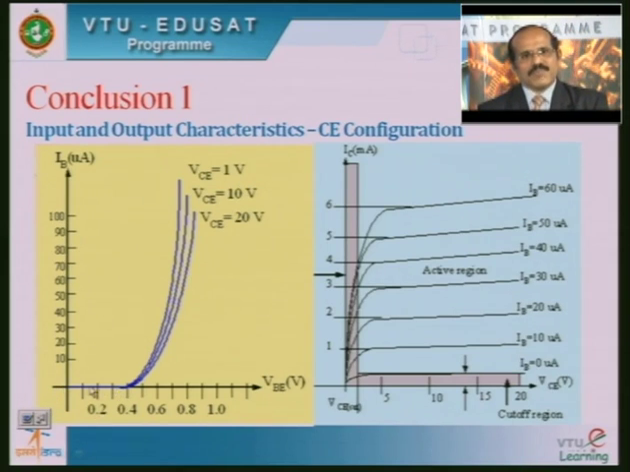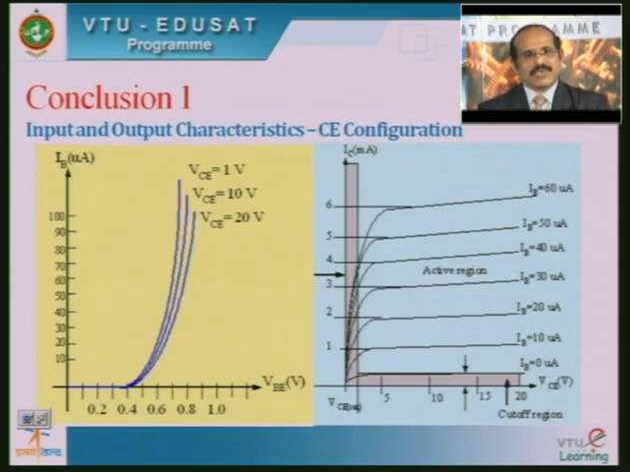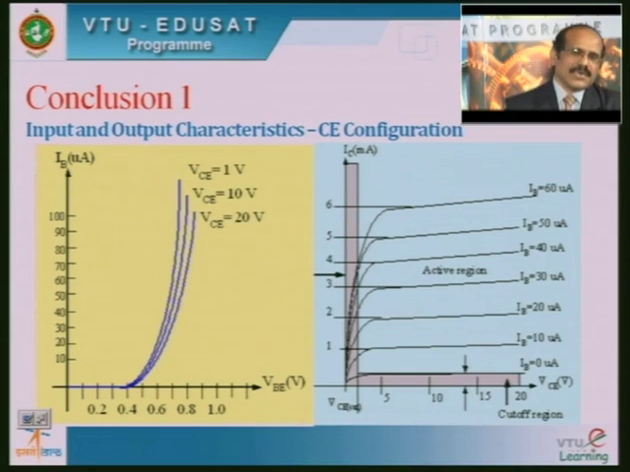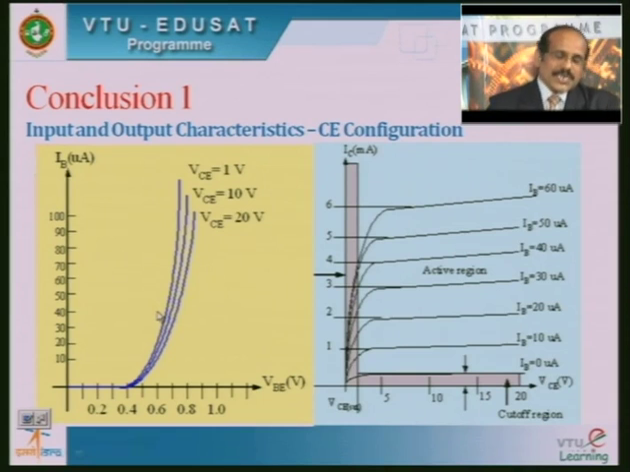The third point is that until VB reaches the threshold or cut-in voltage, there will be no current flowing through the device. Once it exceeds the cut-in voltage, current will start flowing through the device. As you know, the cut-in voltage is 0.3 volts in case of germanium and 0.7 volts in the case of silicon. We also discussed the output characteristics. The output characteristics have three regions.